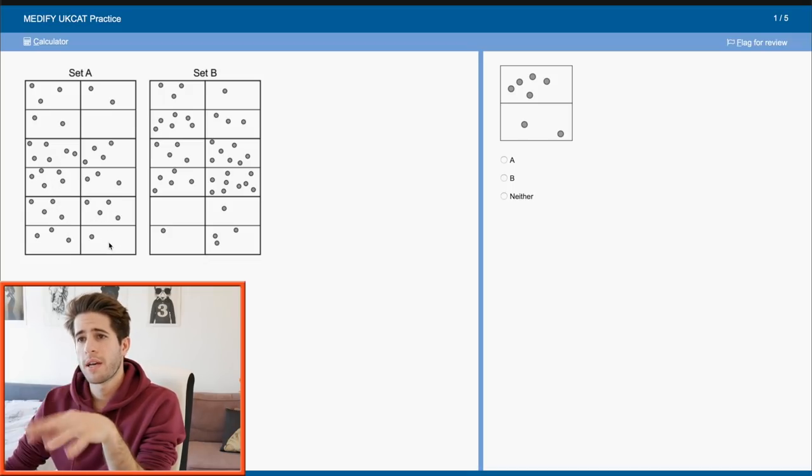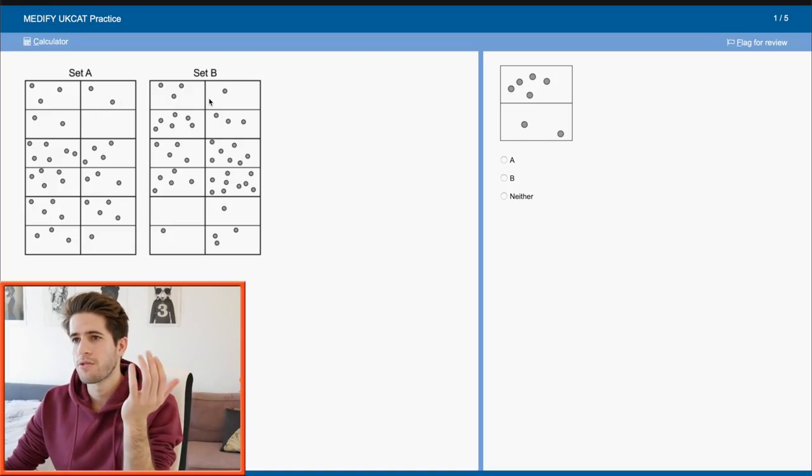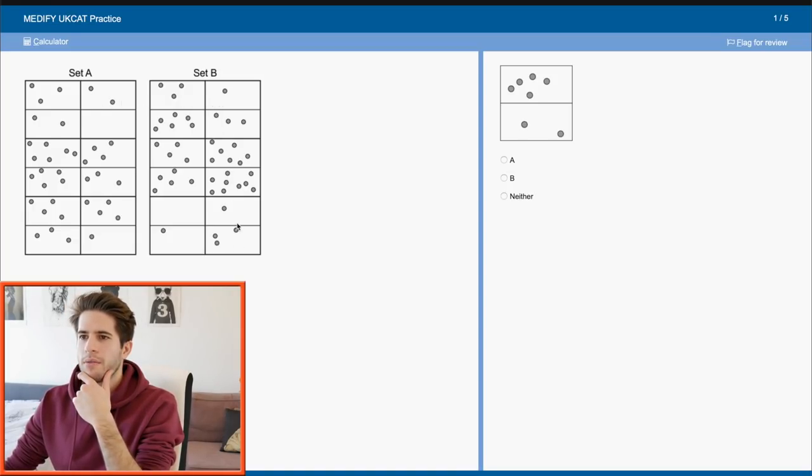Set A. 3, 2, 2, 4, 3, 4, 3, 4, 1. So in set A, in the top half, there's more dots than the bottom half. So I'm assuming in set B, it's going to be the opposite, which it definitely seems to be the case. So that's what I'm going to go with for now. So this has more on the top than on the bottom. That's going to be A.